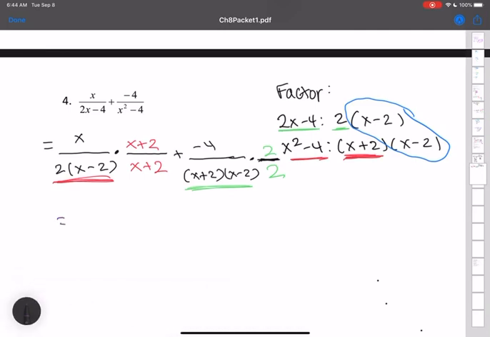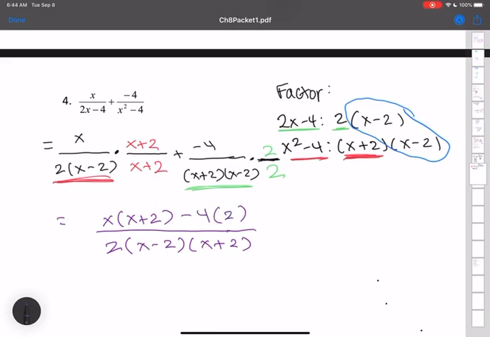Now our common denominator, they both have the 2, the x minus 2, and the x plus 2. Up on the top, we have x times the quantity x plus 2. And then instead of writing plus a negative, I'm just going to write minus, just so I have a little bit less to worry about. 4 times 2. Okay, if you haven't already, go ahead and distribute this x, combine like terms, and see if you can factor it further.